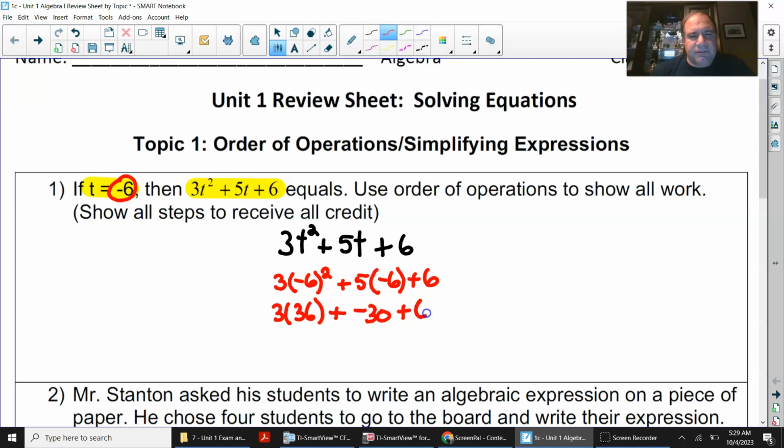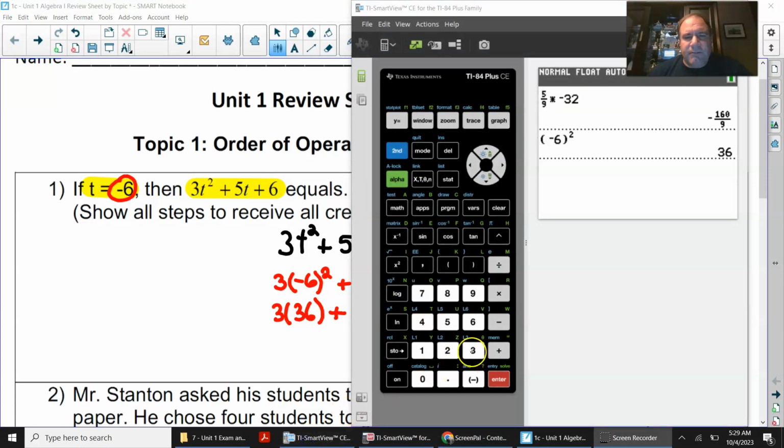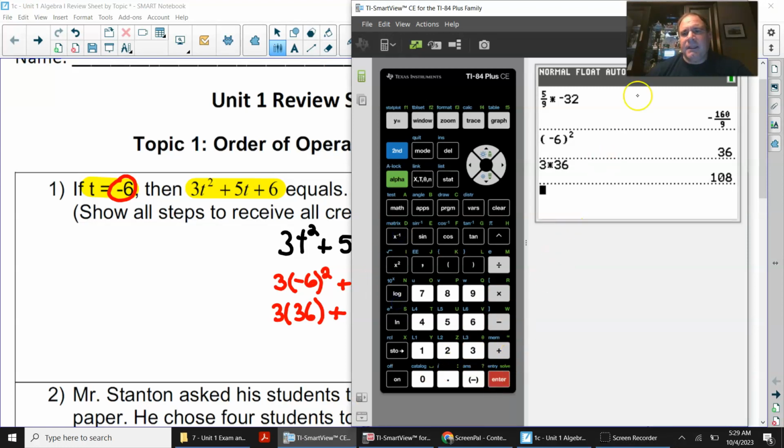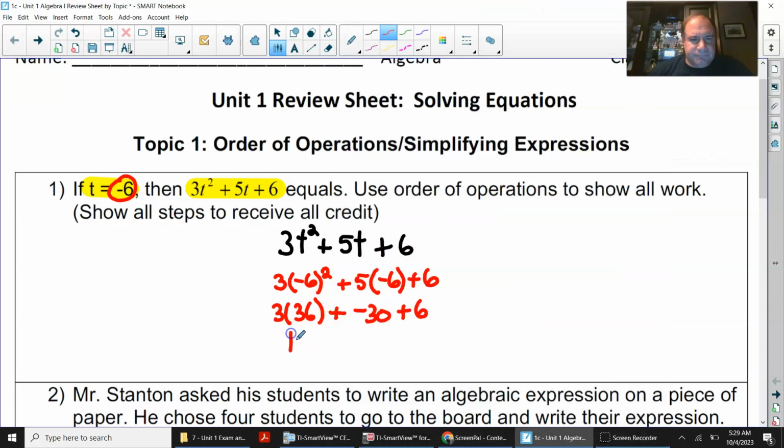and then plus 6. So I'm going to do this multiplication first because that's what you would do with order of operations. So I would do 3 times 36, and you get 108. And that's plus a -30 plus 6. So really this is 108 minus 30 plus 6.